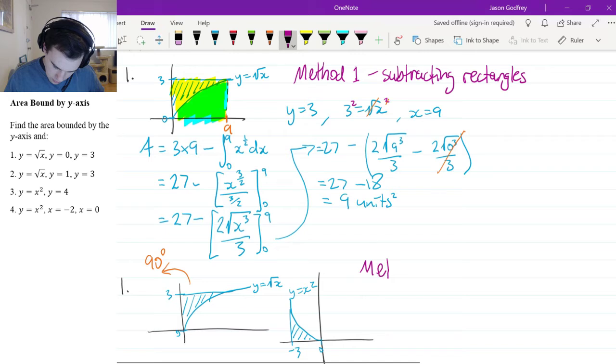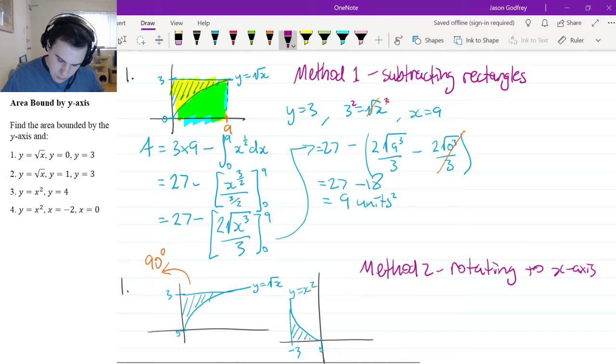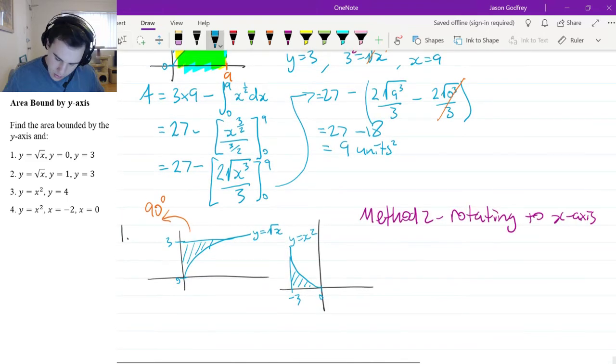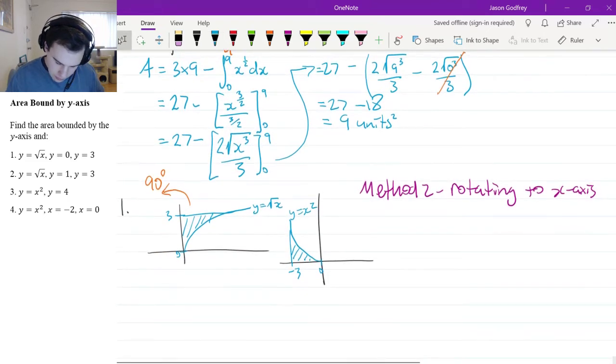So method 2, we'll call this rotating to x-axis. So now we've noticed that there's two equivalent areas, but it's now in a format that we would have been able to do from last lesson.